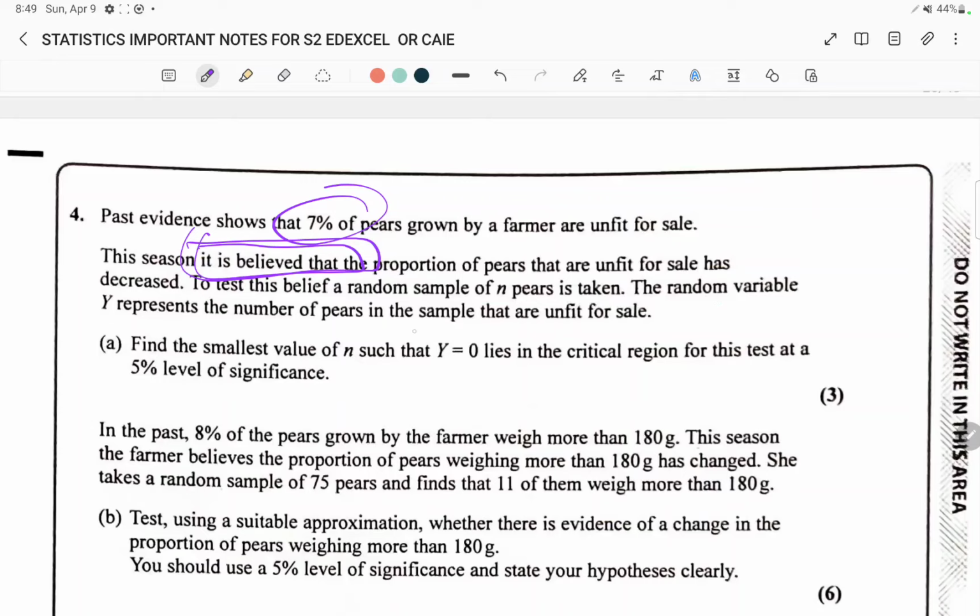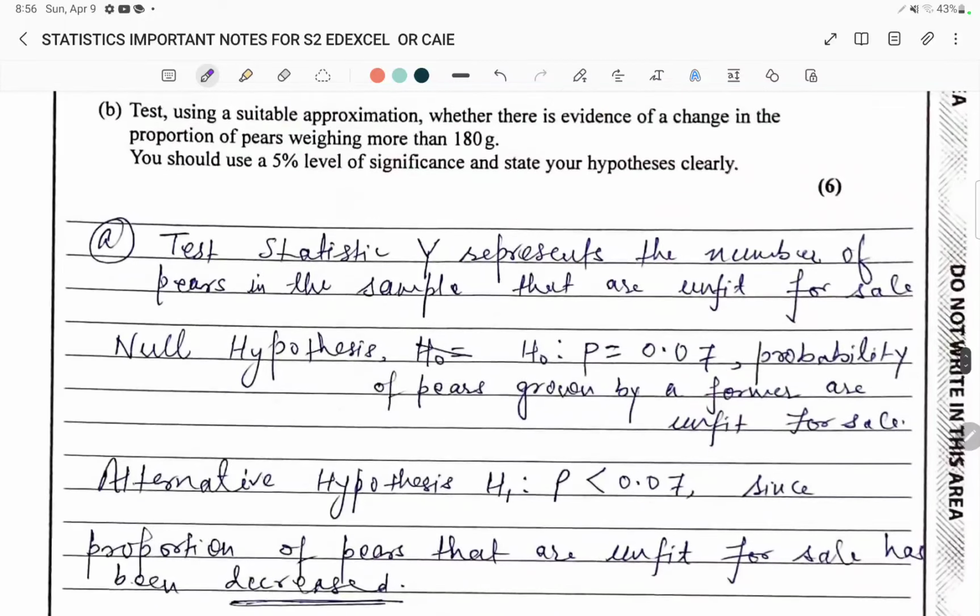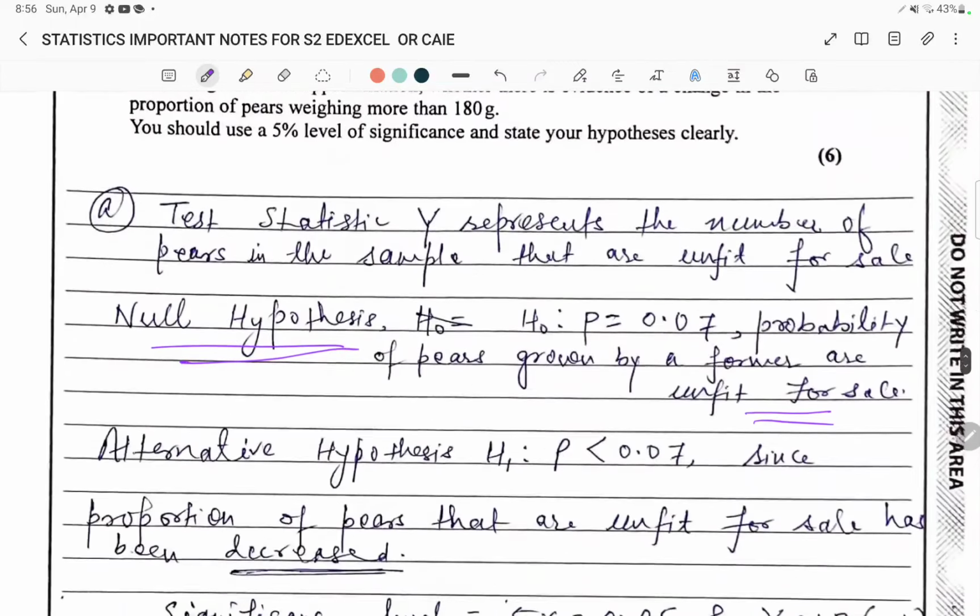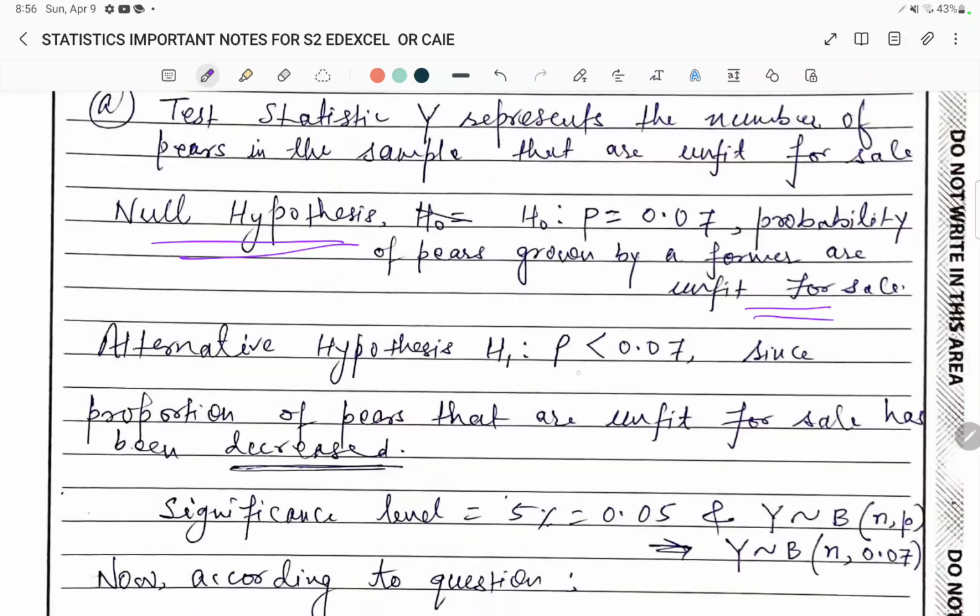The random variable Y represents the number of pears in the sample that are unfit for sale. Find the smallest value of n such that Y equal to 0 lies in the critical region for this test at the 5% significance level. To solve this question, we need to come here. So the null hypothesis is H0, which is p equal to 0.07, the probability of pears grown by a farmer being unfit for sale, which is given in the beginning, like 7%. And now the alternative hypothesis, H1, is p less than 0.07, because it is assumed that the probability has decreased, since the proportion of pears that are unfit for sale has decreased, right?